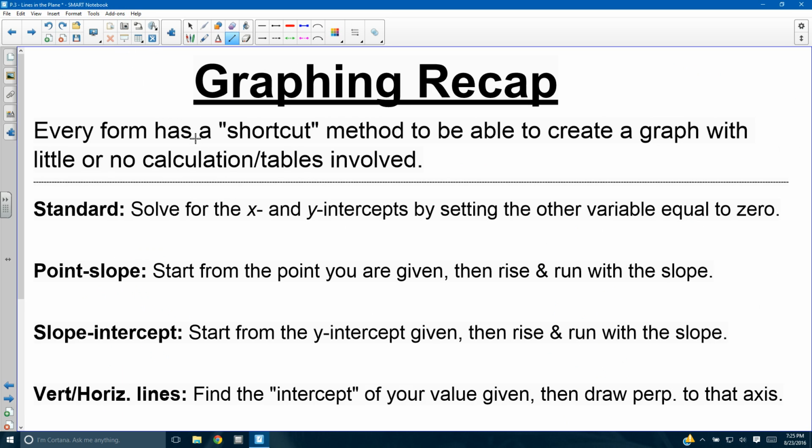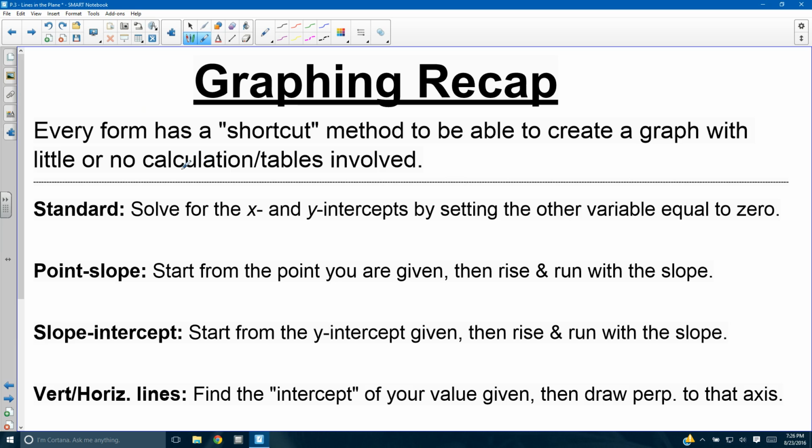Okay, so graphing recap. Now I'm not done with this stuff. I'm only going to talk about parallel and perpendicular lines after this, although there's a lot to talk about. Every form has a shortcut method to be able to create a graph with little or no calculation. Standard form, you find the x and y intercepts, you plot those points, and you draw the line through it. How do you do x and y intercepts? Set the other variable equal to 0. Y-intercept is x equals 0, x-intercept is y equals 0.